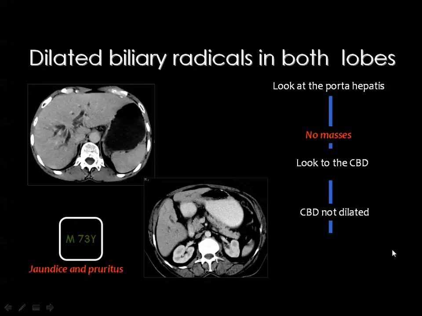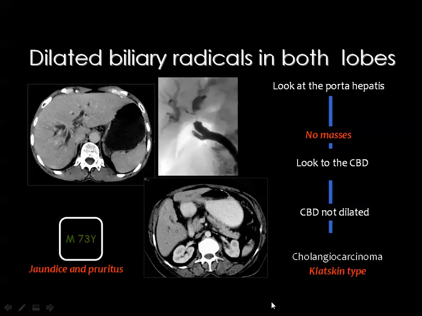Then look at this example. Then you see dilated biliary radicals in both hepatic lobes, and you go to the porta hepatis and you don't find any masses, no masses at the porta hepatis. And then whenever you follow the course of the common bile duct down to the pancreatic head, you find normal findings, and there is no dilatation of the common bile duct. And then you know that there should be a stricture here, which is known as the hilar stricture, or the hilar type of cholangiocarcinoma, which is known as the Klatskin type.